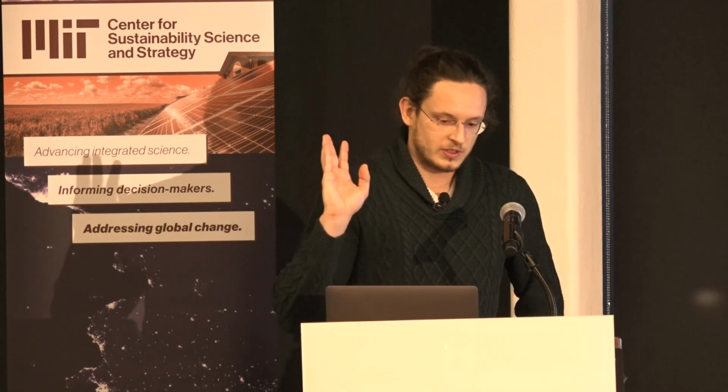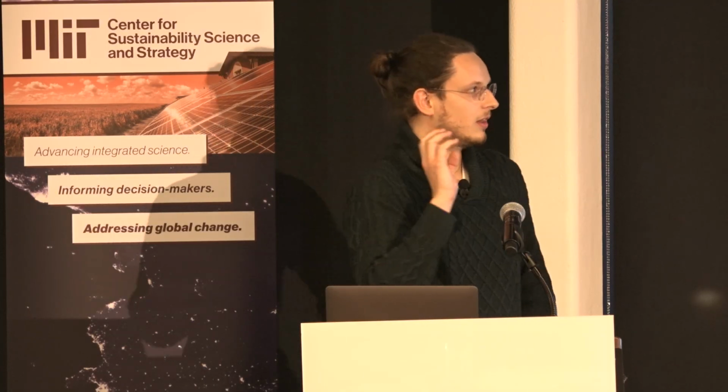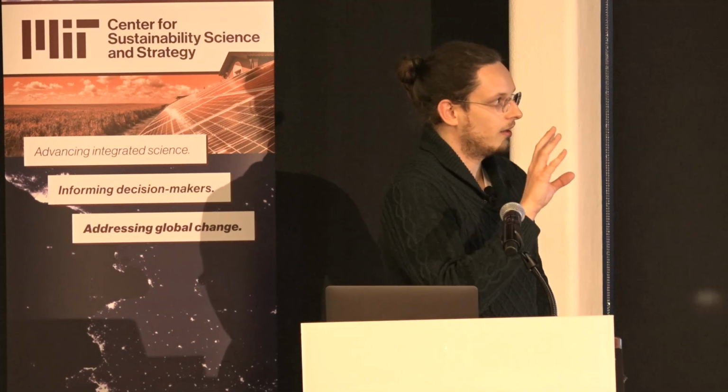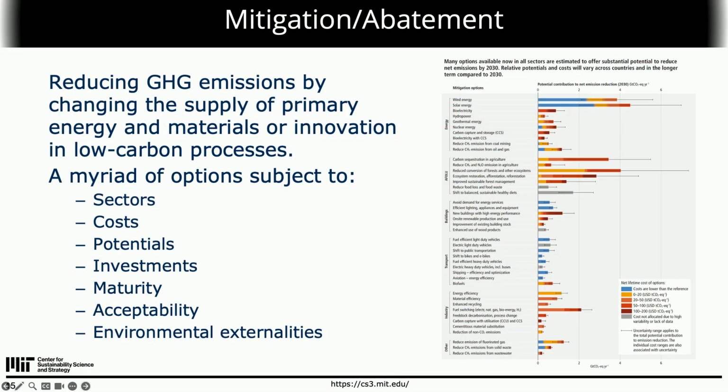So this was for the demand reduction part, but we can also directly act on our emissions by avoiding the emissions. So reducing GHG emissions by changing the supply of primary energy and materials, or innovation in low carbon processes. So very famous ones are, of course, wind and solar, and renewables in general.